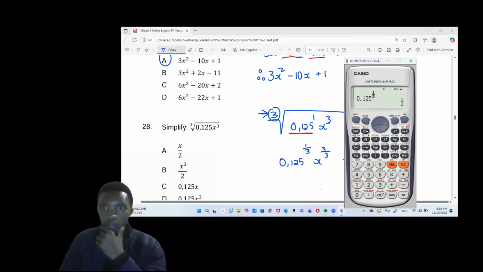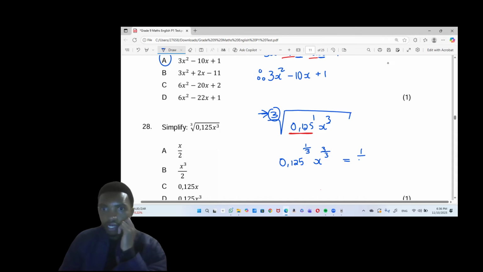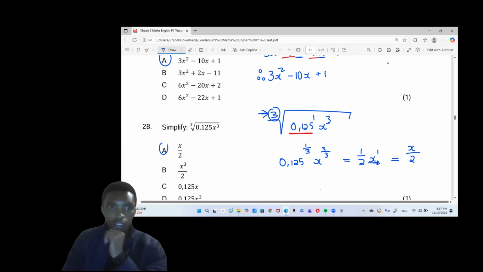So we have a half. X, 3 over 3 is 1, right? So our answer here is what? B. Nope. Remember I said if we have this thing on the side, where else can we write it? On top. Yes. So we're going to have what? X over 2. Remember, if we want to, we can have a 1 there. But if we want to, we simply remove it. So our answer is A.